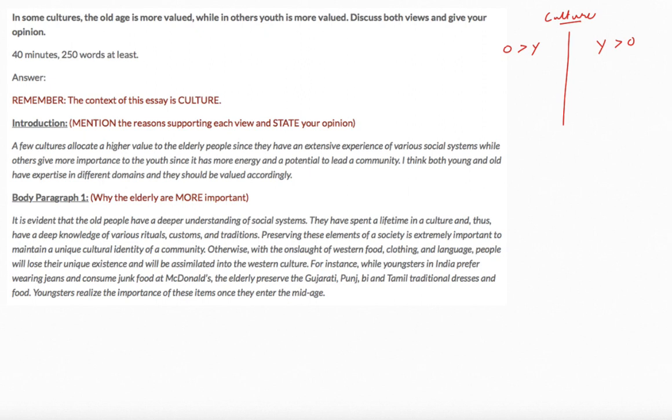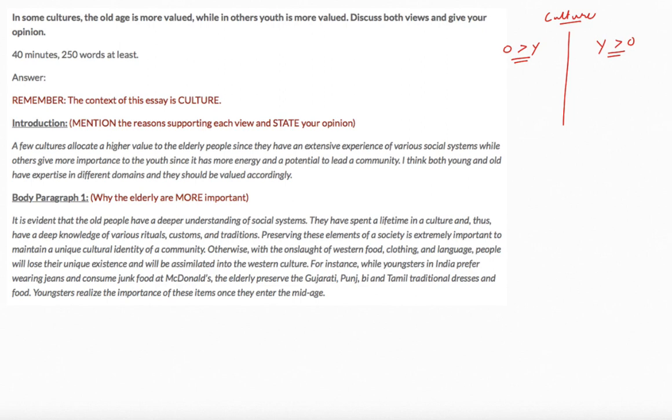So as usual, body paragraph 1 is on view 1, why old people are more valued than youth, and body paragraph 2 is on view 2, why youth is more valued than old. Remember, as we'll discuss soon, that you have to develop proper arguments. They should be developed in a manner that is logical and complete in nature.